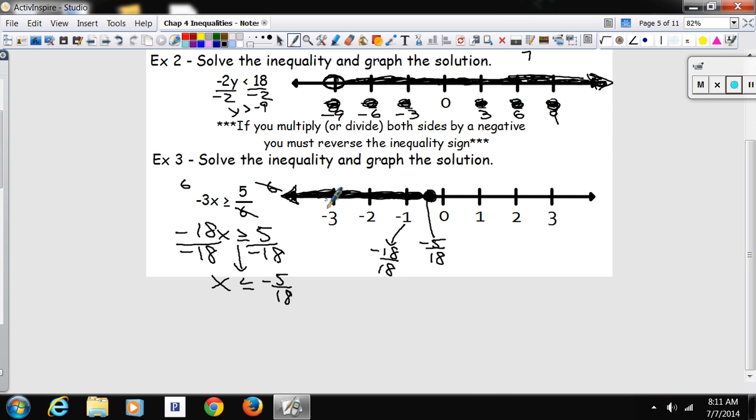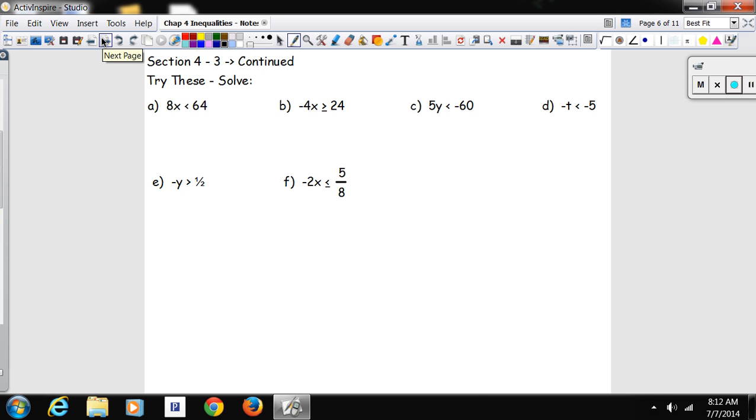Good? Yep. All right. Solving these. Most of these they're multiplying, so you want to divide. So if they're multiplying by 8, you want to divide by 8, and you're going to get x is less than 8. 64 divided by 8 is 8. If they're multiplying by negative 4, you divide by negative 4. Only thing is, you got to change that to less than or equal to, and you get negative 6. A positive and a negative, when you divide them, it's always going to give you a negative. So negative 6, it doesn't matter that 24 is bigger. All that matters is that those signs are different when you divide.